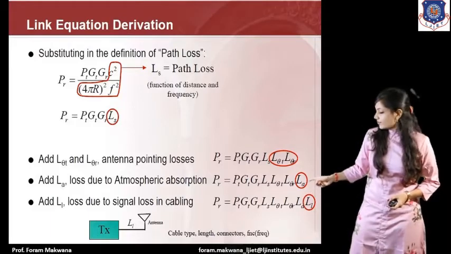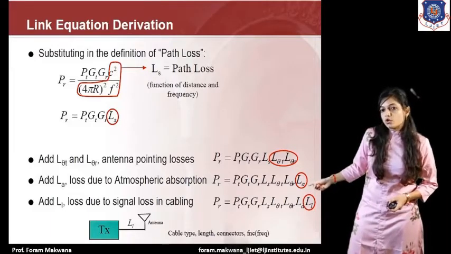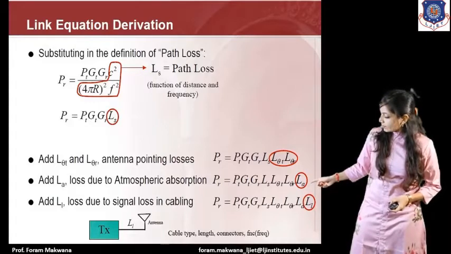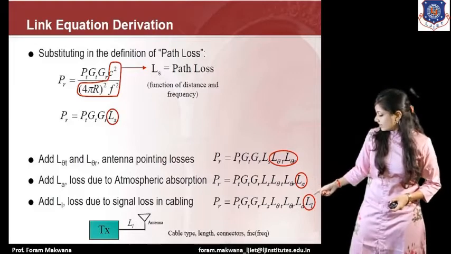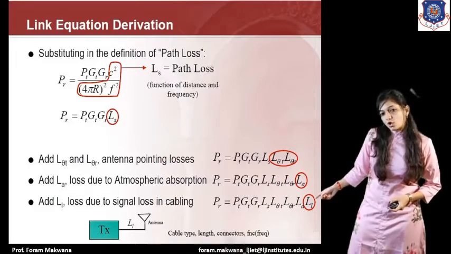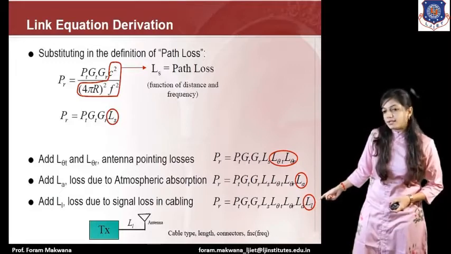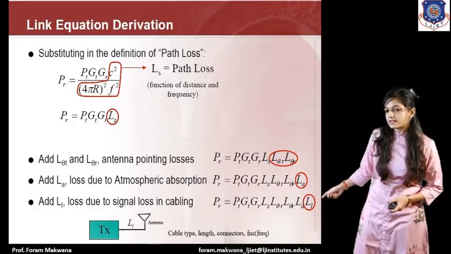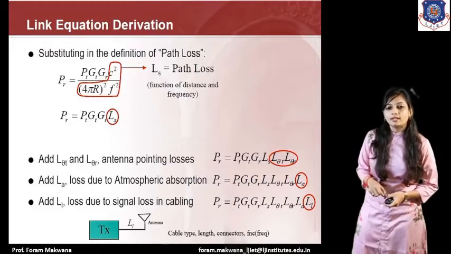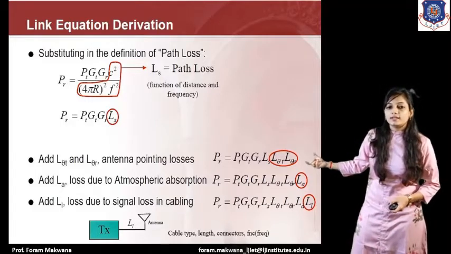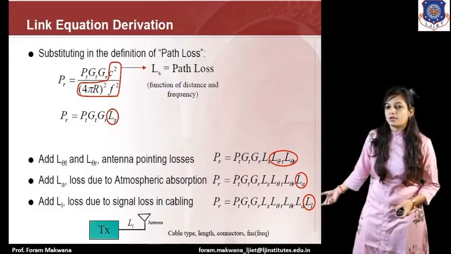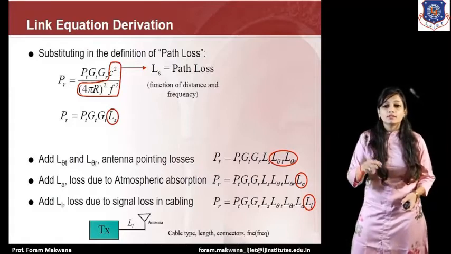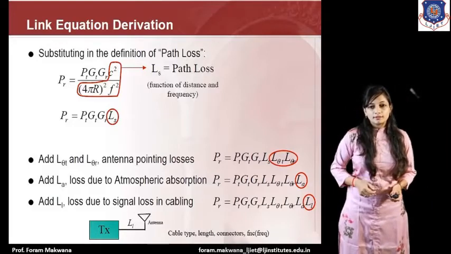Second, atmospheric absorption. So this small a represents the atmospheric absorption and L stands for loss. Okay? Last one, the signal loss in the cabling. It is represented as L small l. This is the loss in the cable. So all these quantities, antenna pointing loss, atmospheric absorption and the cabling loss, are going to be multiplied with the received power. Right?